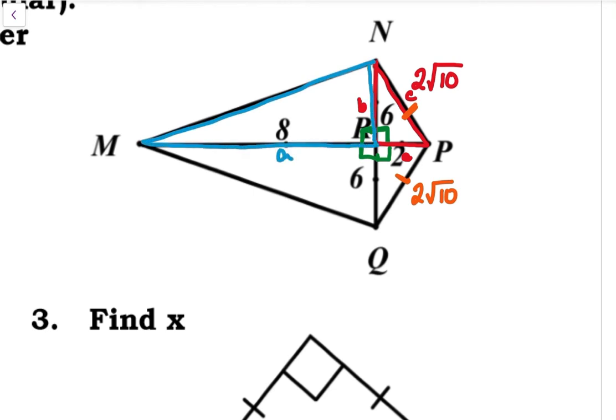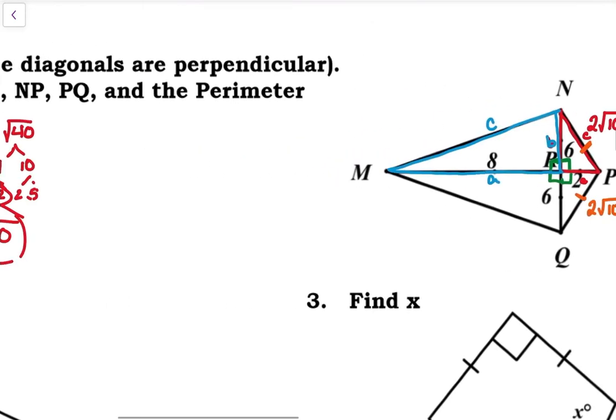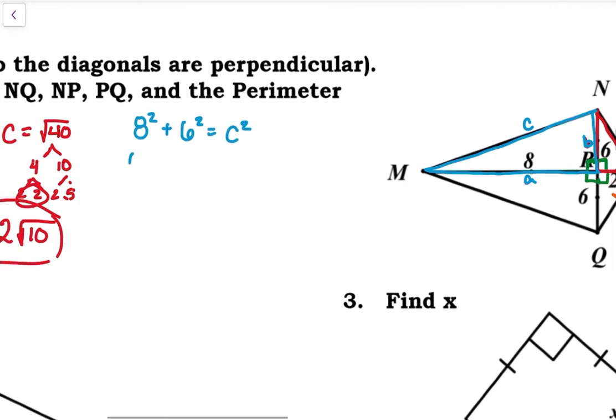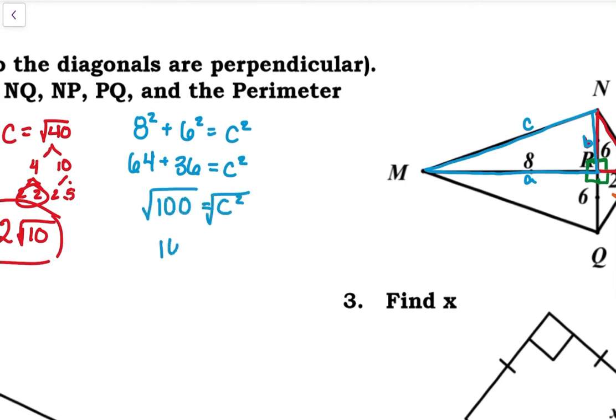So we'll make this one A, that one will be B still, and then this will be C now. So we'll have 8 squared plus 6 squared equals C squared. 8 squared is 64, plus 6 squared is 36, and it's equal to C squared. 64 plus 36 is 100, equals C squared. Square root both sides, and we get 10 is equal to C. So this missing side is 10, and this missing side is 10.